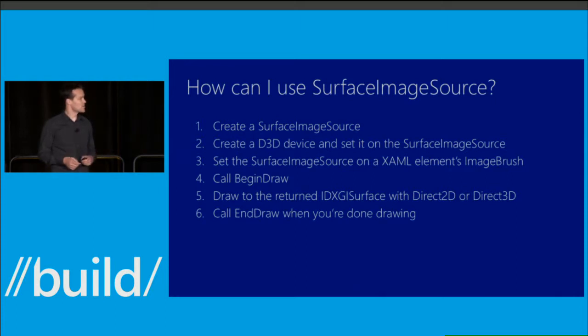Once you've done that, to actually get D3D or D2D content into the surface, you can call begin draw, and then on the returned surface, draw with D2D or D3D. Once that's complete, call end draw, and the XAML framework will pick up those updates and get it on screen for you.